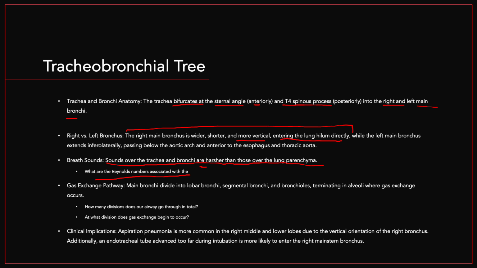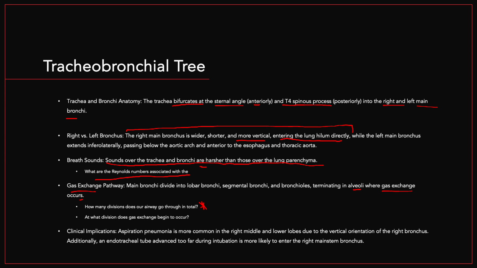So when we think about the gas exchange pathway, our main bronchi divide into lobar bronchi, segmental bronchi, and the bronchioles terminating in alveoli where gas exchange occurs. So how many divisions does our airway go through in total? Okay, so that's going to be 23. All right, 23 divisions in total. And then at what division does gas exchange begin to occur? That's typically going to be around the 17th division.